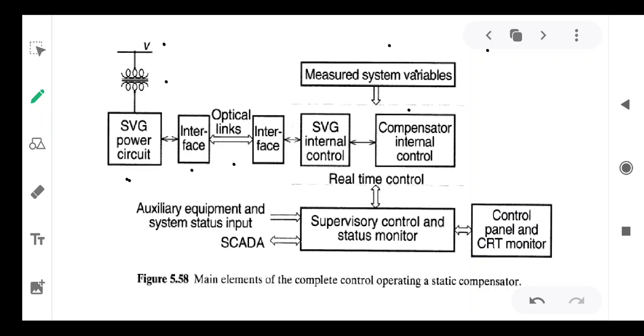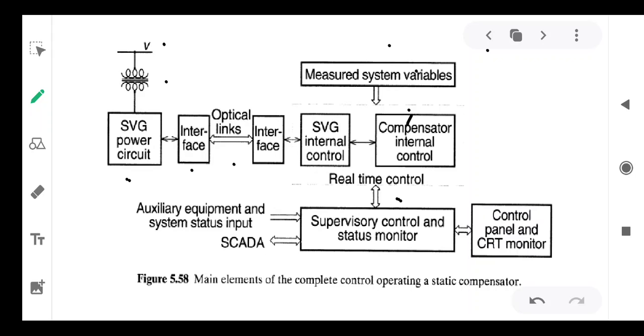So in the compensator internal control circuit, actual signals as well as the reference signals are compared, and control signals are provided to the internal control circuit. So from which you can obtain the real-time control, the interface between the actual control circuit of the SVG as well as the system. So this is the real-time control.